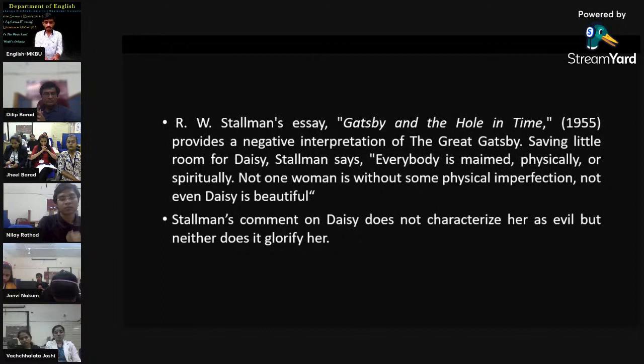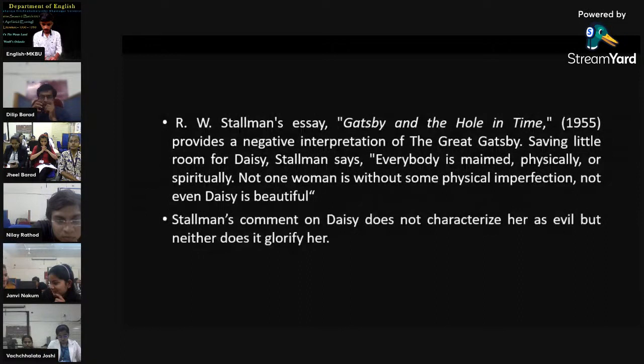Stallman's essay, Gatsby and the Hole in Time, provides a negative interpretation of The Great Gatsby, saving little room for Daisy. In a way he is siding with Daisy, saying every man is flawed, physically or spiritually, and not one woman is without some physical imperfection, not even Daisy is beautiful. Stallman comments that Daisy is not characterized as evil, but neither is she glorified.